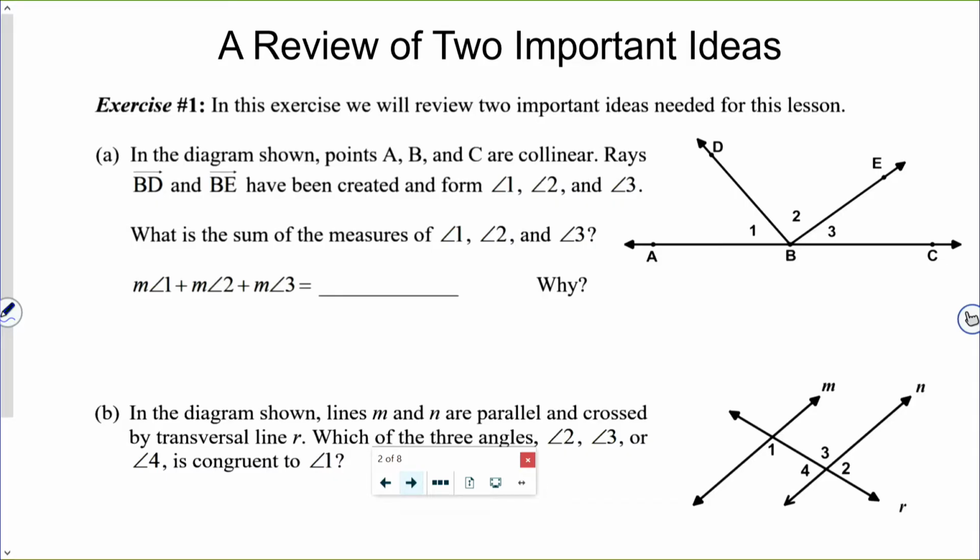Letter A. In the diagram shown, points A, B, and C are collinear. Rays BD and BE have been created to form angle 1, angle 2, and angle 3. What is the sum of the measures of angle 1, angle 2, and angle 3? So what do they equal when you sum them up, and why?